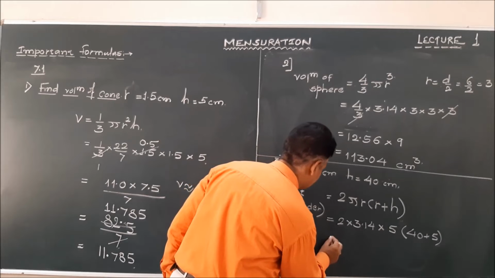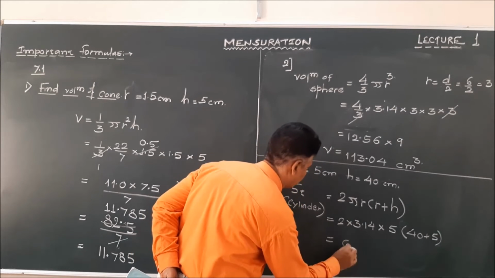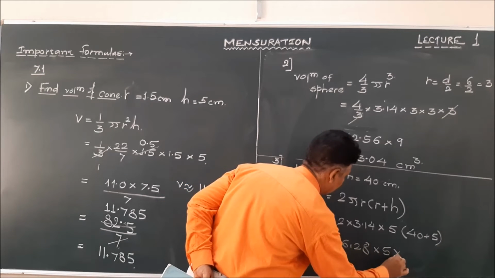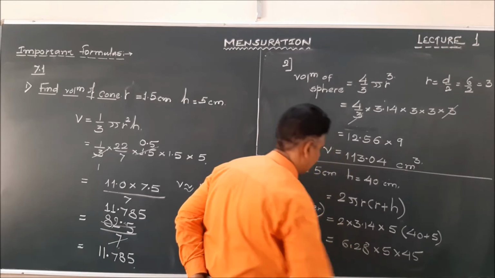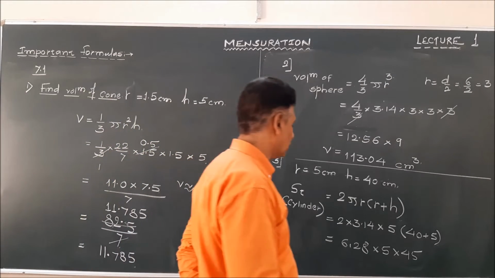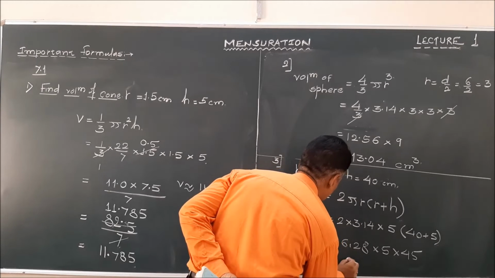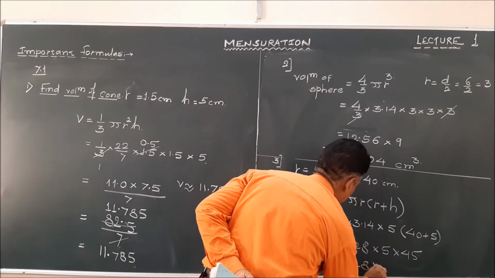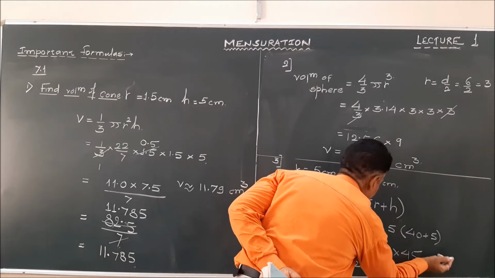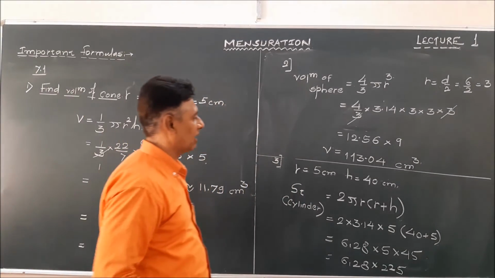Okay. That is nothing but 2 into 3.14, which is 6.28, multiplied by 5 into 45. 40 plus 5 is 45. Then this calculation is important. Right? So here 6.28 multiplied by 225. 6.28 into 225. I am going to do the calculations here.